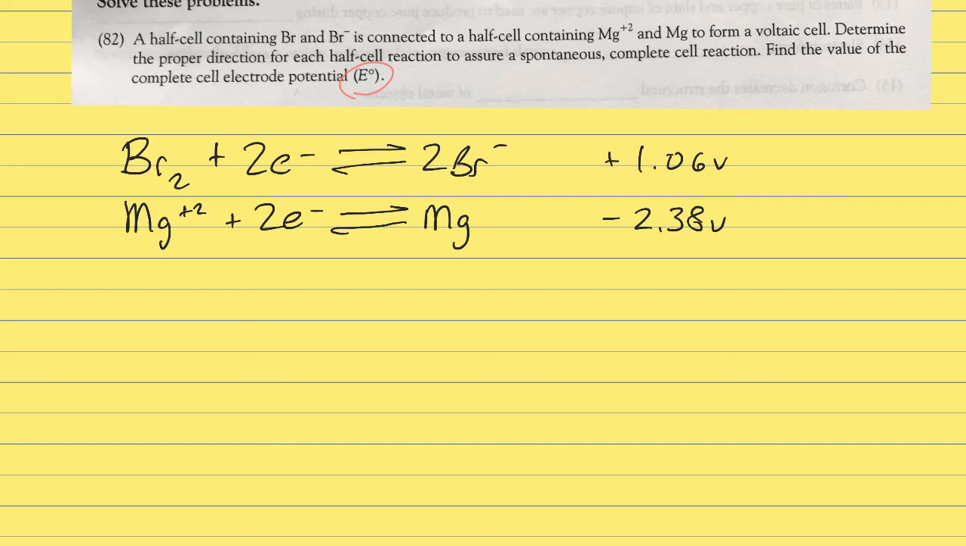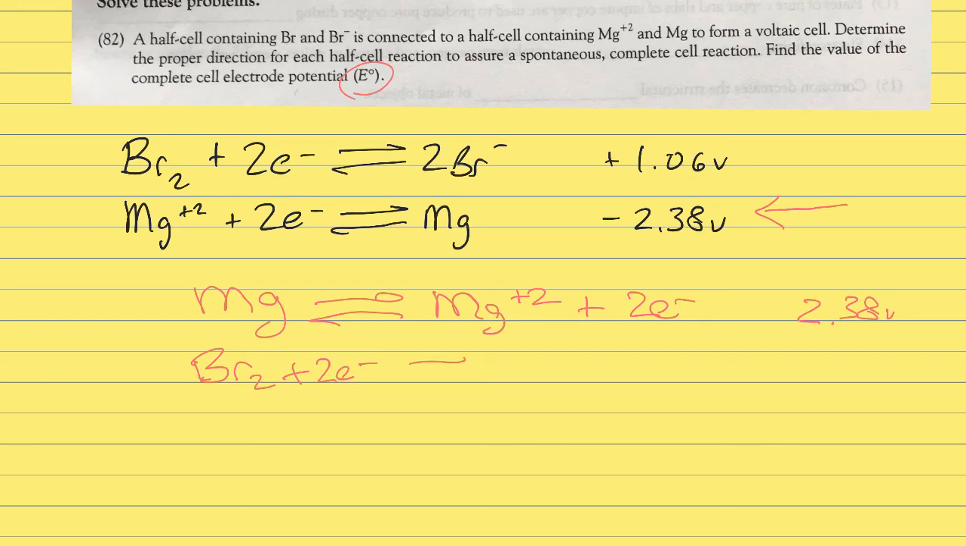All right, so remember what I said on the example. We're looking for the one that has the negative value, so that would be this one right here. And we're going to change that to go in the opposite direction. So we'll do Mg yields magnesium ion plus 2 electrons, and that will give us a positive 2.38 volts. And then below it, we'll write the Br2 to make sure you're writing all this down yourself, okay? Plus 2 electrons yields 2 Br negative, and that is 1.06 volts. Okay? Draw a line.